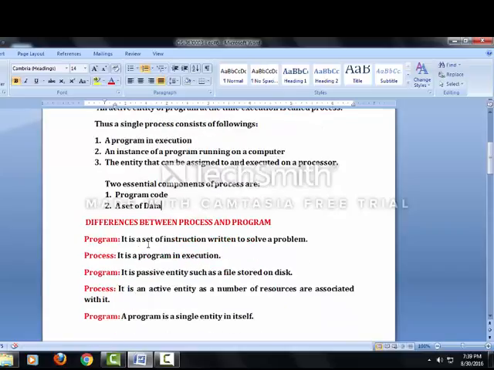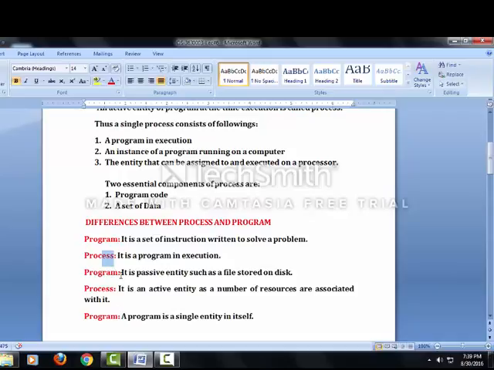A program, as we know, is a set of instructions written to solve a problem. So a program is nothing but a set of instructions, a set of code written in any language to solve a particular problem. Whereas a process is a program at the time of execution. So a program in execution is called a process.